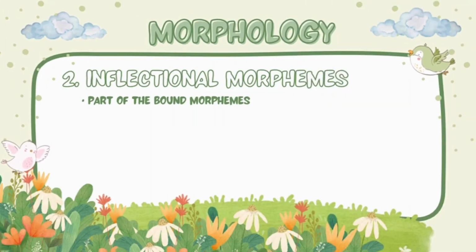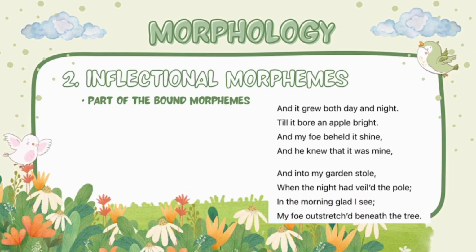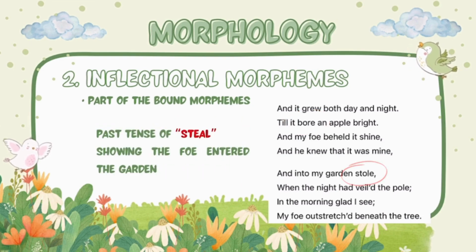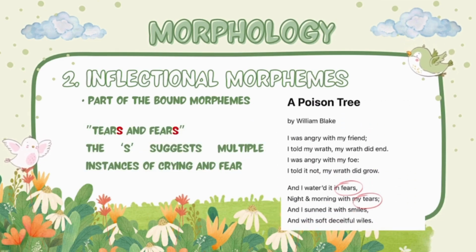Inflectional morphemes. Inflectional morphemes are part of bound morphemes. Inflectional morphemes are endings that show grammar features like tense or number without changing the word's meaning. Based on the poem, the examples are bore, the past tense of bear, showing anger produced the apple, and stole, the past tense of steal, showing the fool entered the garden. The last is tears and fears, which use the plural s to suggest multiple instances of fear and crying.